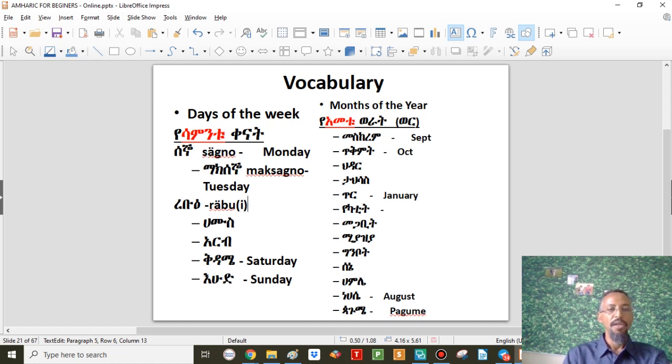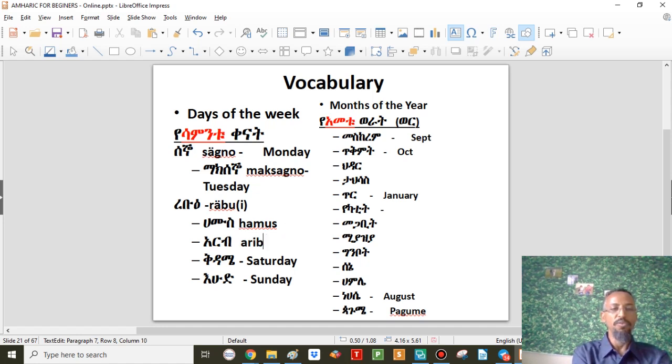Hamus, Hamus is Thursday, and Arb. Arb, it's not Re, Arb. That's why, you see, I want you to study the alphabet. Now, if I give you RI, it will be Re. If I give you RE, it will be Re, Areb. You're going to read it as Areb.